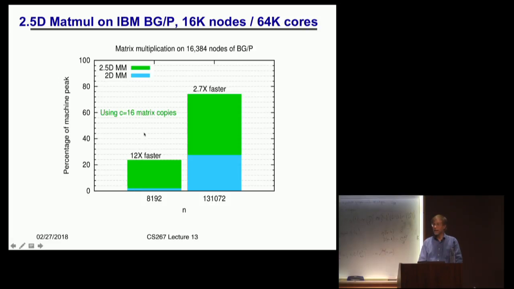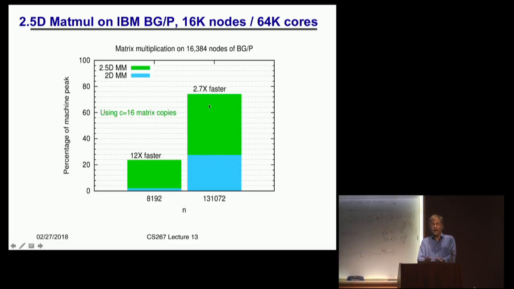Whereas if I use 16 copies, that turned out to be the right number, then I can go at 25% of machine peak, or roughly 12 times faster. Now, for a larger matrix, the flops were dominant, and much more important, so there was only a factor of 2.7x speed up.